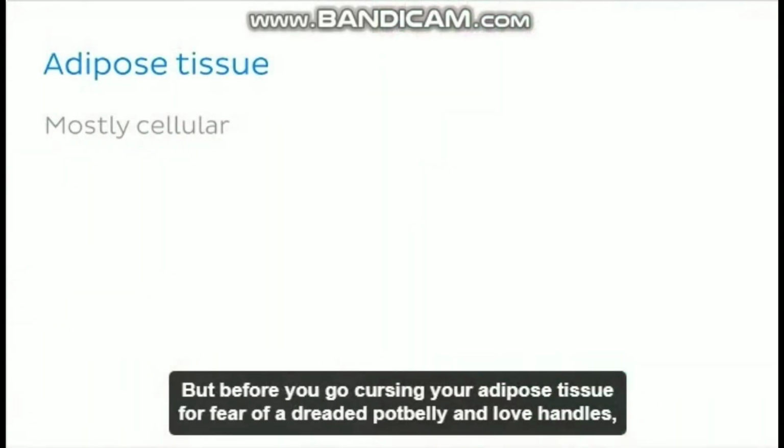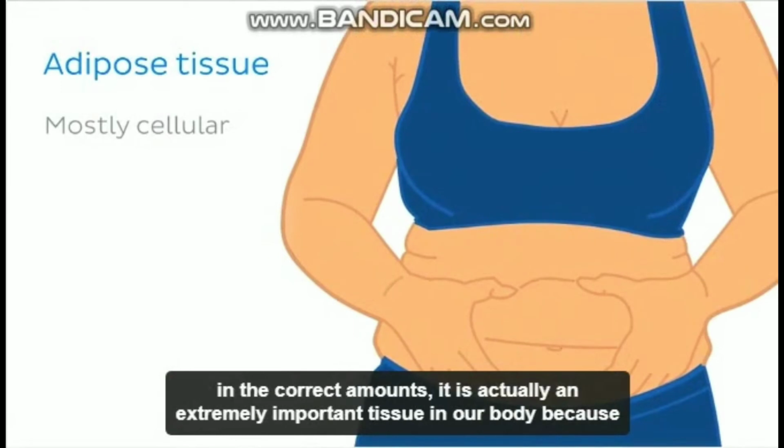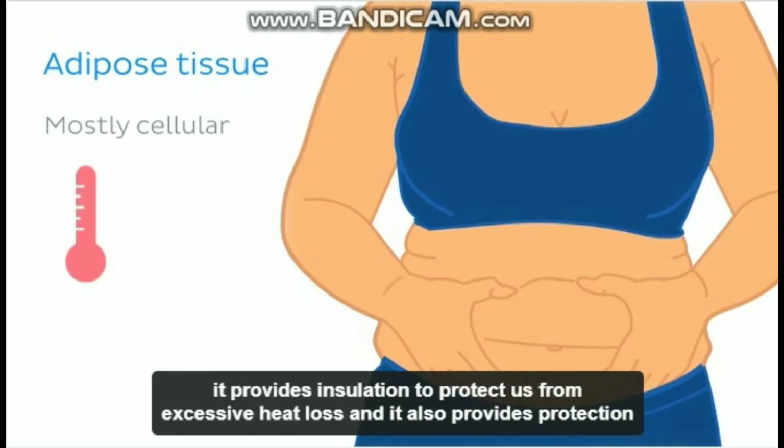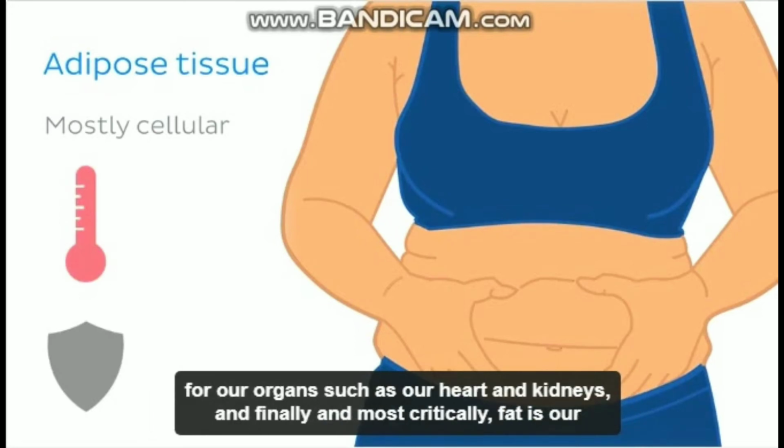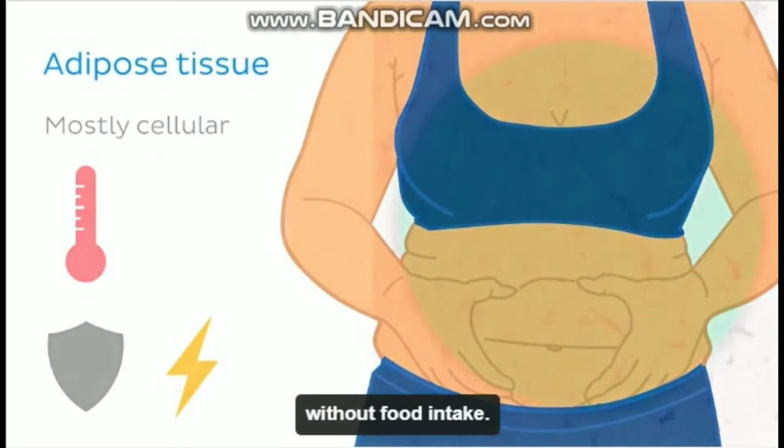But before you go cursing your adipose tissue for fear of a dreaded potbelly and love handles, in the correct amounts, it is actually an extremely important tissue in our body because it provides insulation to protect us from excessive heat loss. And it also provides protection for our organs, such as our heart and kidneys. And finally, and most critically, fat is our fuel tank, a calorie reserve that keeps our body ticking over during extended periods without food intake.